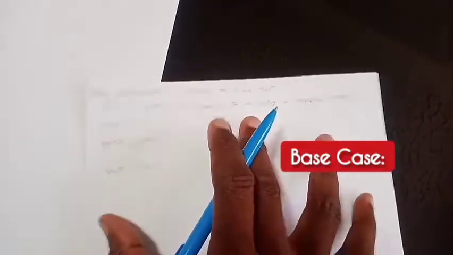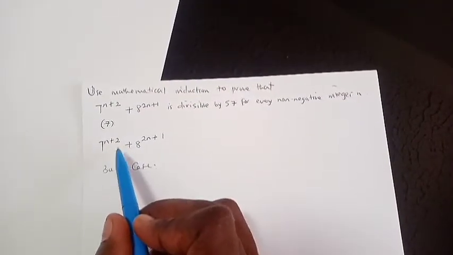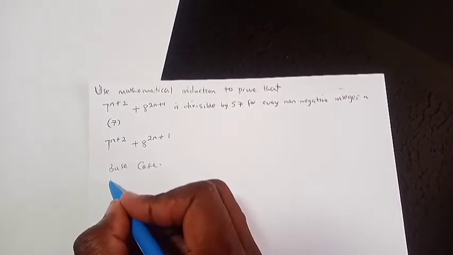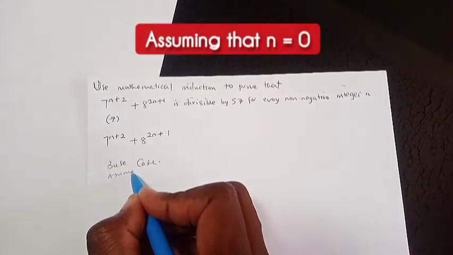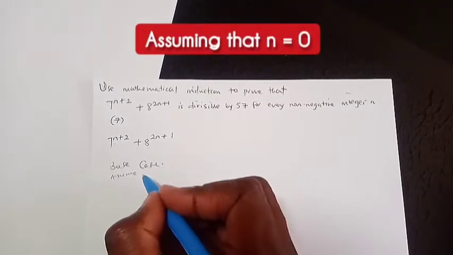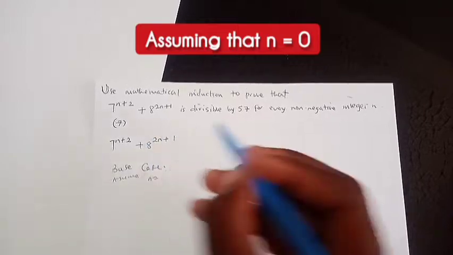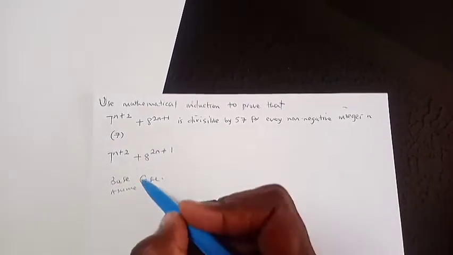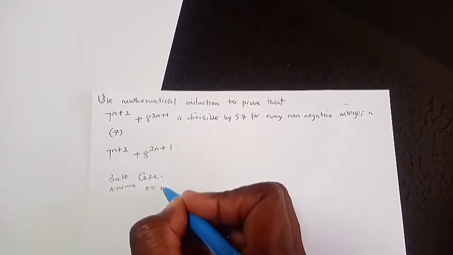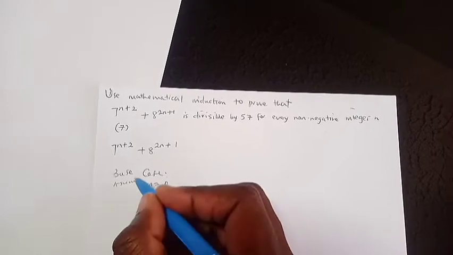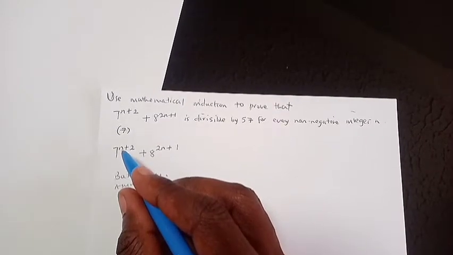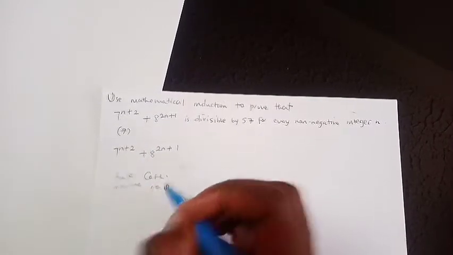And this is our first stage. In this base case, we are going to assume that this n is equal to a non-negative number, which is 0, for 0 is not positive or negative. So what are we going to do? We are going to substitute this n with a 0.